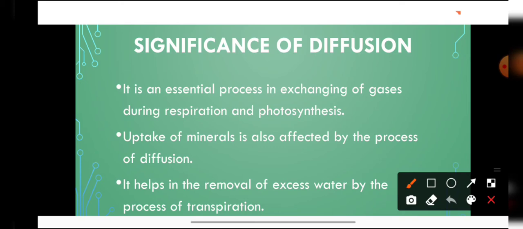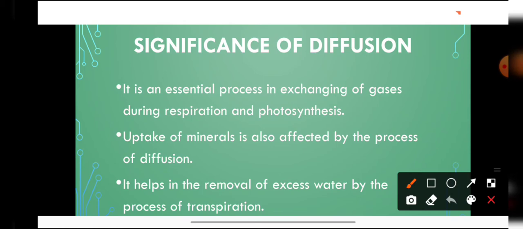The uptake of mineral ions and the absorption of water are also because of the process of diffusion. When the concentration of mineral ions is more in the soil and lesser within the roots, then naturally the mineral ions will move from the region of higher concentration, that is from the soil, into the roots. In this way, the absorption of minerals and water takes place.